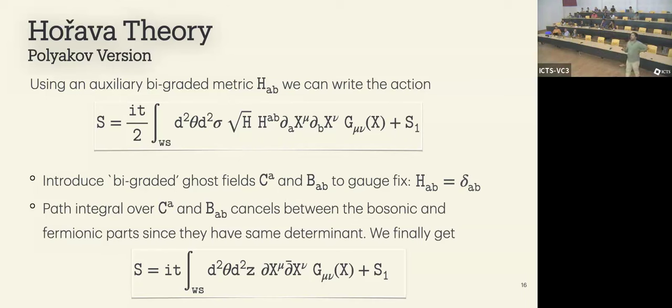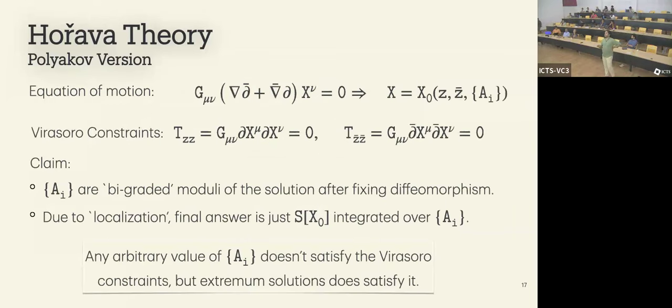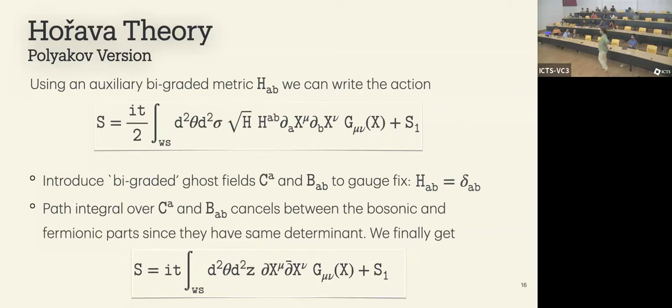This is the Polyakov version of this, where h ab is an auxiliary metric. Now it's not the induced metric, and you can fix the gauge to delta ab, and the action becomes much simpler. Okay. Now the equation of motion for this action is like this. Let's say it has a classical solution with a certain number of parameters. To delta ab. And you see, this is a bigraded gauge fixing. Capital H ab has four components. That means the first component is set to delta ab, the rest of them to zero. So that's why the ghost fields are also bigraded. So you need four ghost fields to counter those gauge fixings.